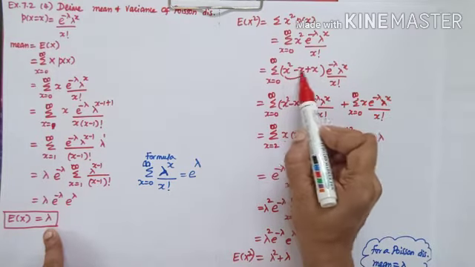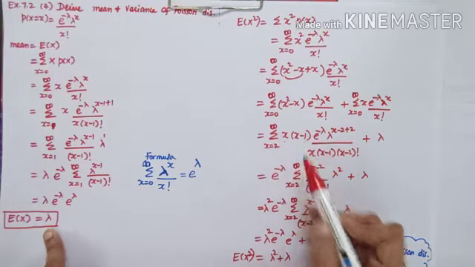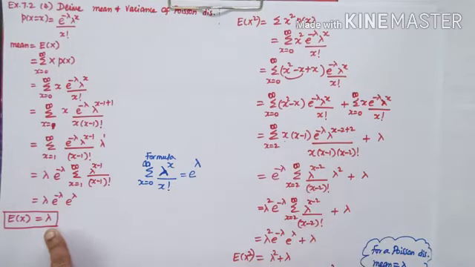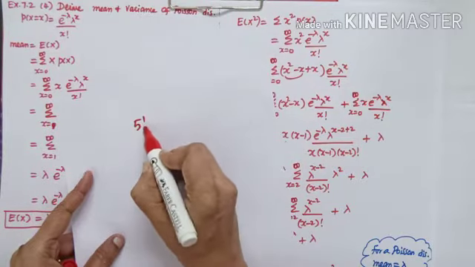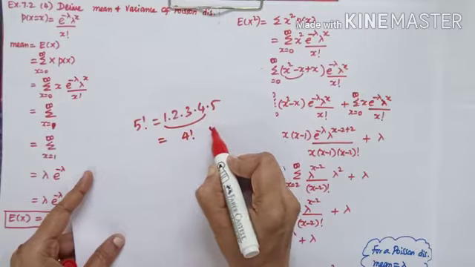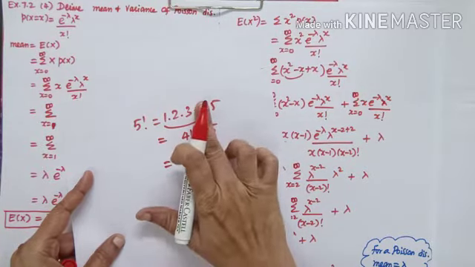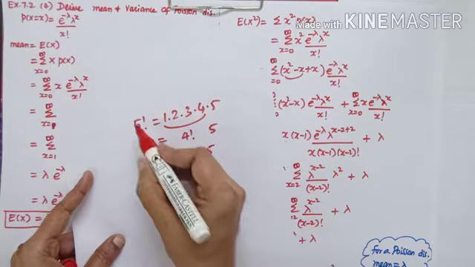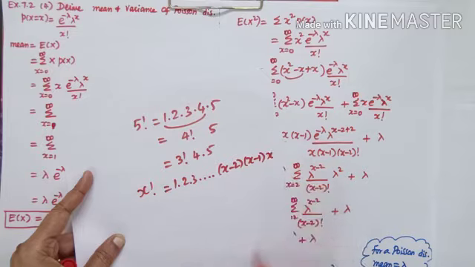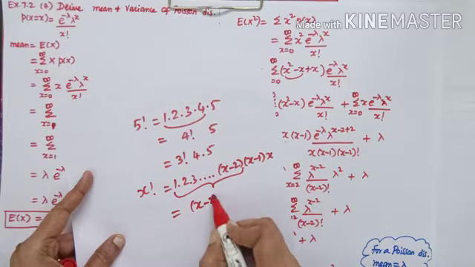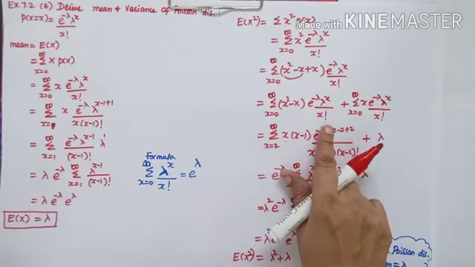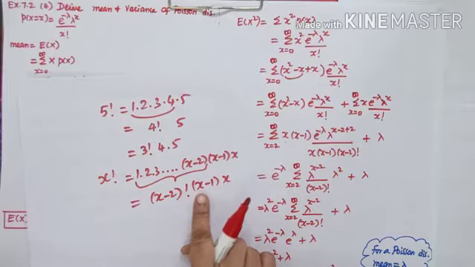The first part, x square minus x is common, it becomes x into x minus 1. So denominator let us rearrange. X factorial can be written as, see for example 5 factorial. 1, 2, 3, 4, 5. I can write it is 4 factorial into 5, or 4 factorial again can be written as 3 factorial into 4 into 5. The same idea, x factorial can be written as 1, 2, 3 up to x minus 2, x minus 1, x. So 1 to x minus 2, I write x minus 2 factorial into x minus 1 into x. So x factorial becomes x minus 2 factorial into x minus 1 into x.